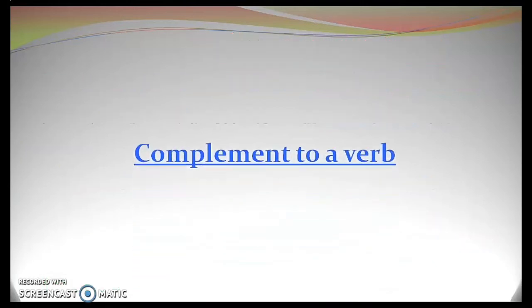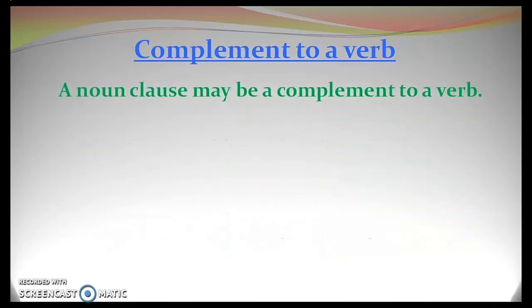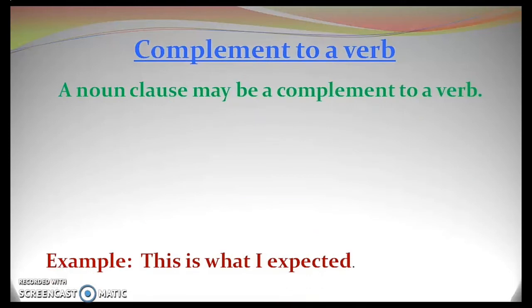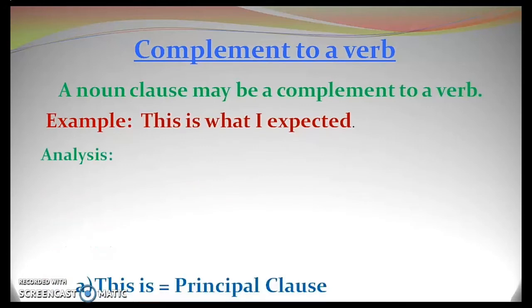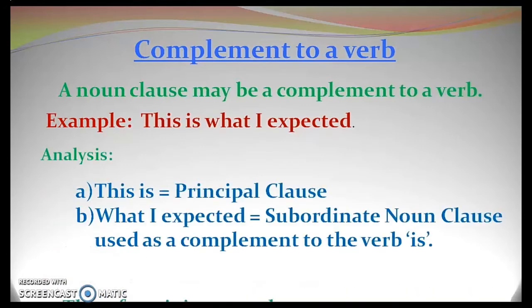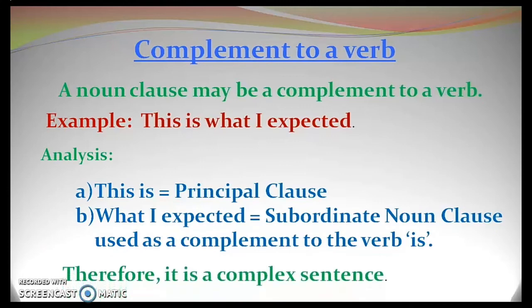Complement to a verb. A noun clause may be a complement to a verb. Example: this is what I expected. Analysis: this is equal to principal clause. What I expected, subordinate noun clause used as a complement to the verb is. Therefore, it is a complex sentence.